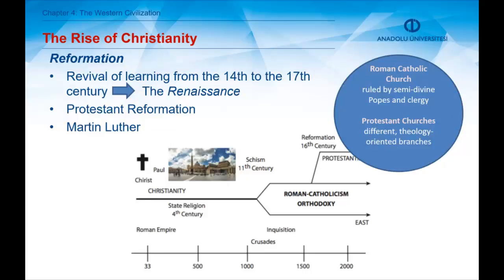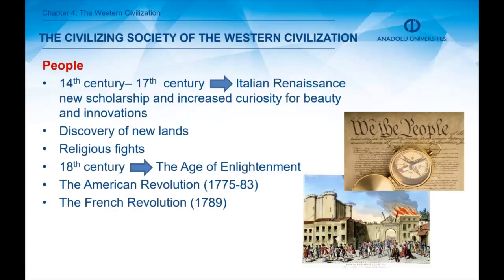As I have said before, the church was split into two. The first one is the Roman Catholic Church, which is ruled by kind of semi-divine popes and clergy. On the other hand, with the rise of the reformist movement, we had the Protestant churches. Protestant churches are different from the Roman Catholic Church. They had various theology-oriented branches, and they had a different perspective when compared to the Roman Catholic Church.